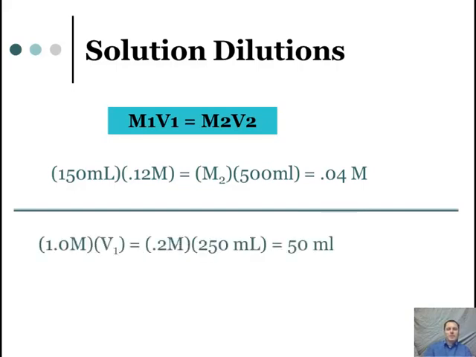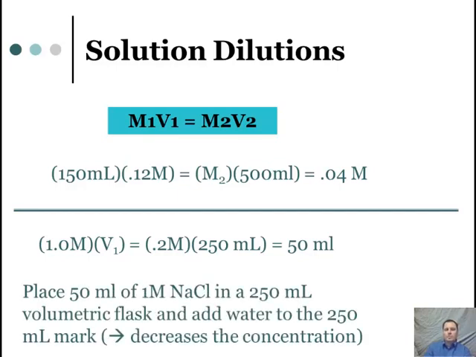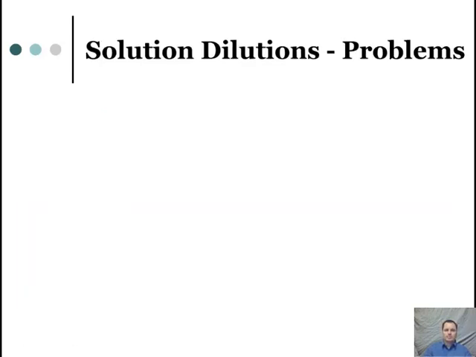With our second problem, we were solving for V2, and we end up with 50 milliliters of the original solution. So we're going to place 50 milliliters of a 1 molar solution in a 250 milliliter volumetric flask. Then we're going to add the deionized water up to the 250 mark, so approximately 200 milliliters if everything works out right. By adding this water, we're decreasing the concentration.